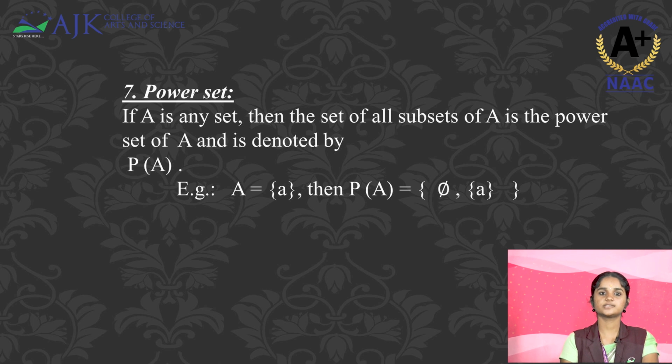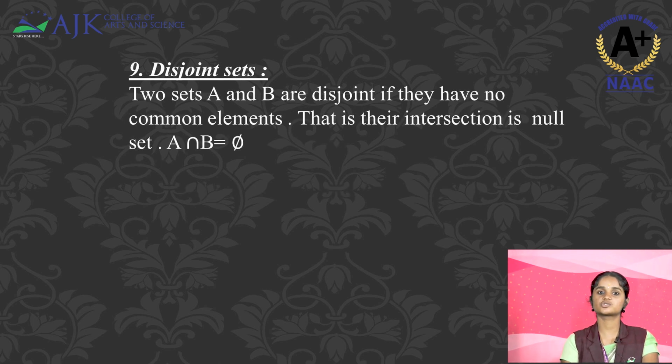So next type is disjoint set. The word disjoint means two sets A and B are disjoint if they have no common elements. The very important point in a disjoint is it won't have common elements. That is, your intersection is the null set. So we need to remember that A intersection B is equal to empty.